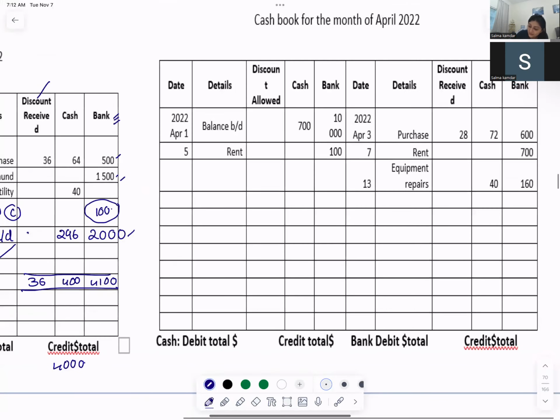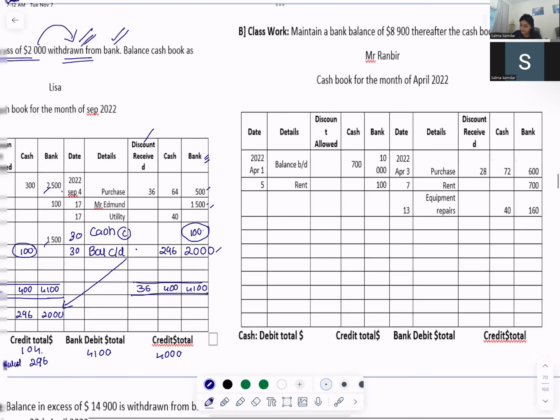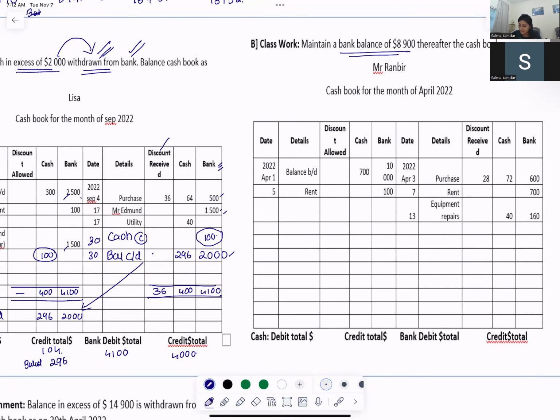Maintain a bank balance of 8,900. That means the bank account should have a balance of 8,900. So on the 30th, they have given me instructions for bank. It should have a balance of 8,900. So the remaining money will be removed from the bank and it will be put in the cash.